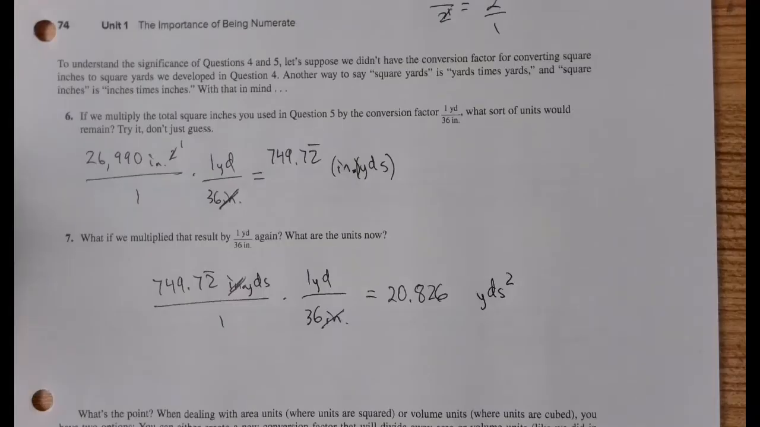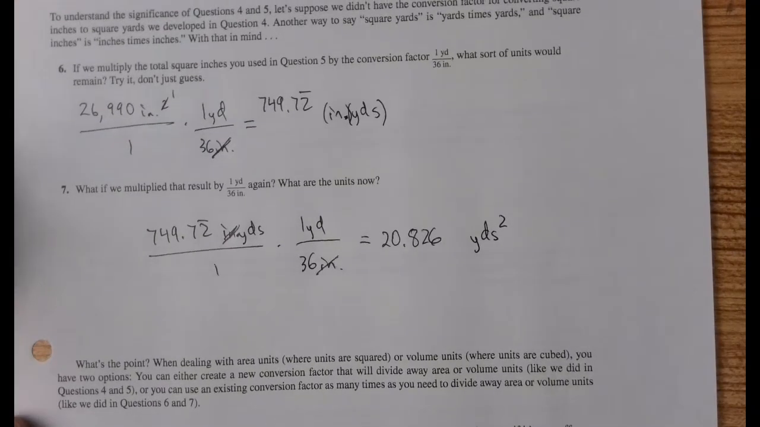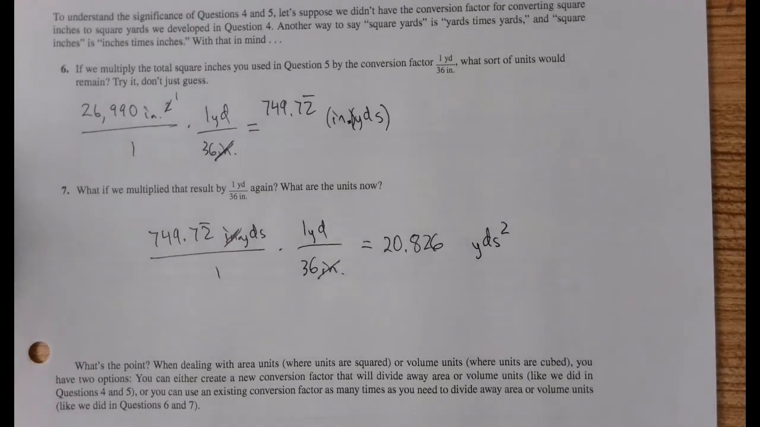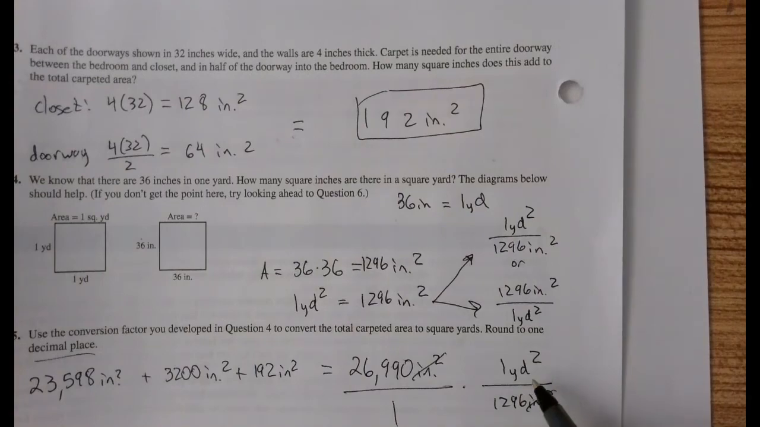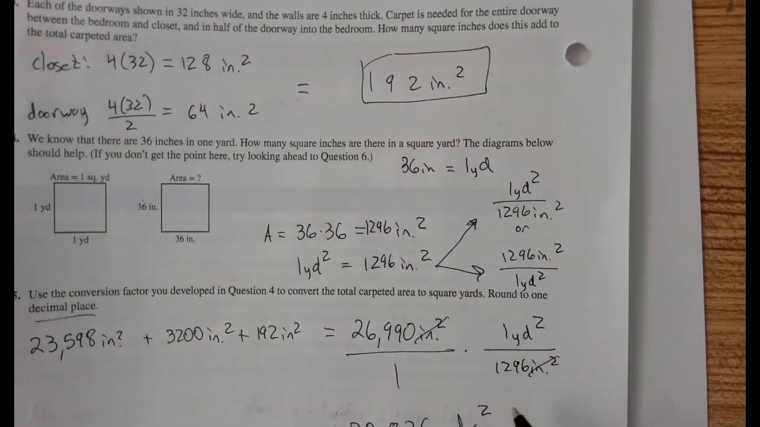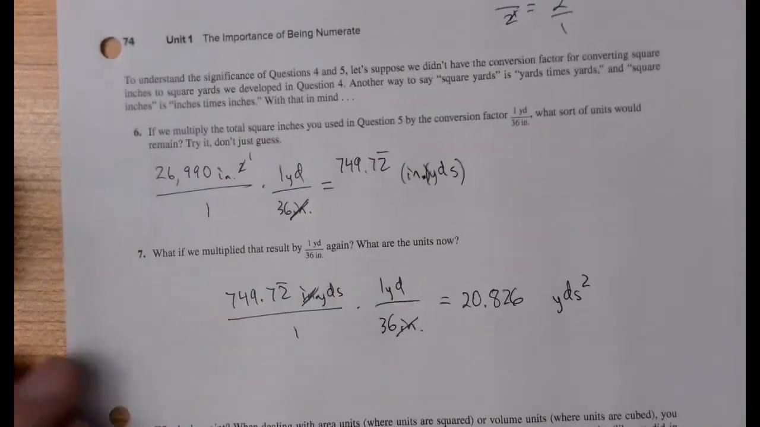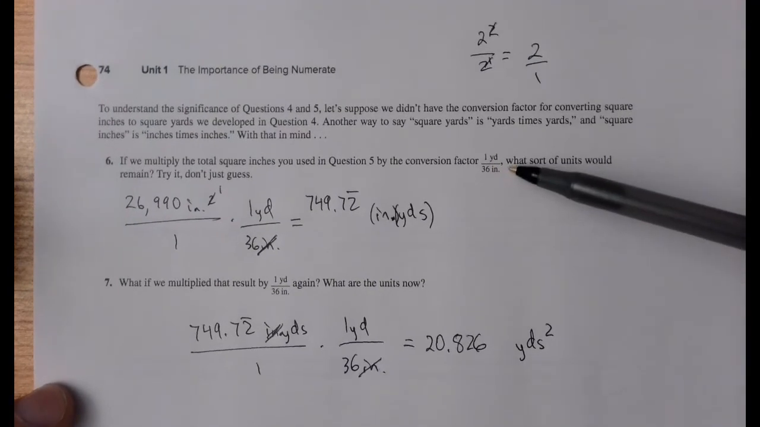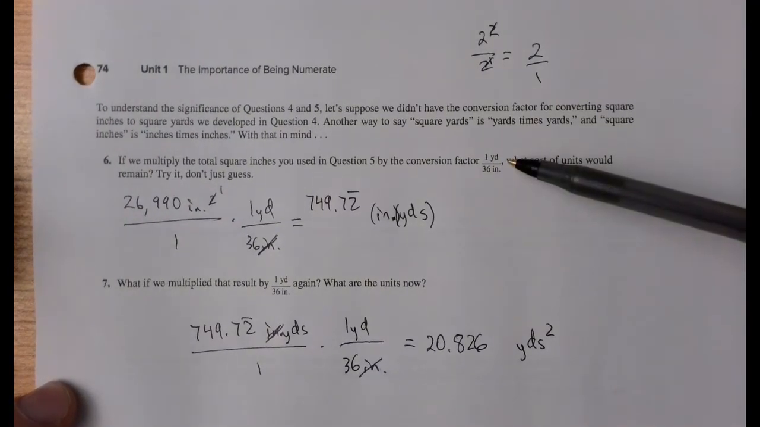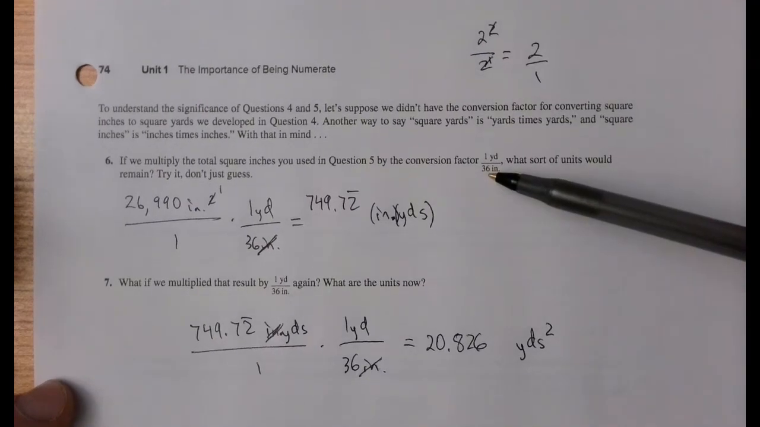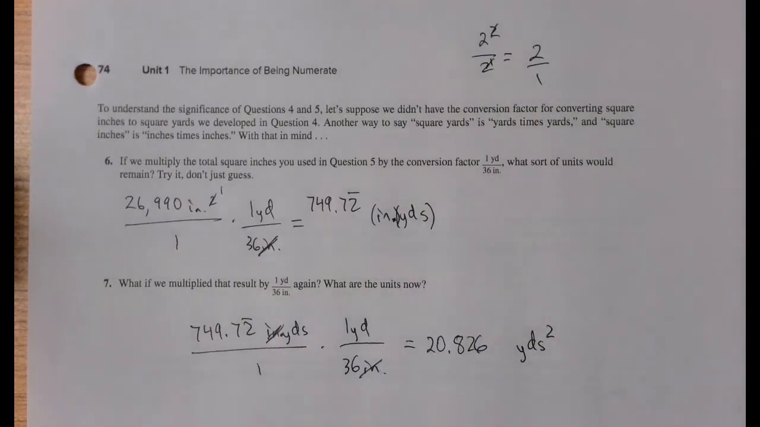His point is, we can either use the conversion factor we did on the previous page, where we know the square yards to square inches, or we can use the single conversion factors, the non-squared conversion factors. We just have to use them twice. So whatever you're more comfortable with, that's what you can work with.